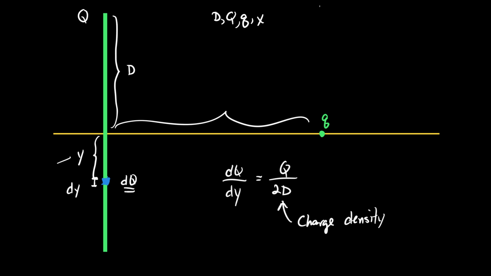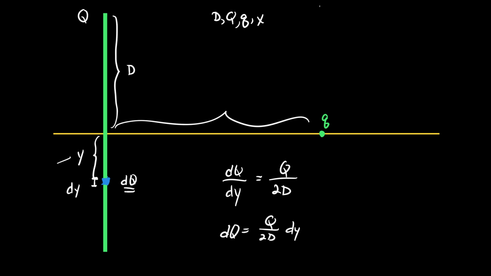Okay, we've done some of the heavy lifting here, so here's what comes next. We want to solve this for dq. So not much to do here, but we're going to solve it for dq. So dq equals q over 2d dy. Now, what we've done is we have found a way to isolate a single piece of our object, and we have found symbols that we can use to define how much charge is there.